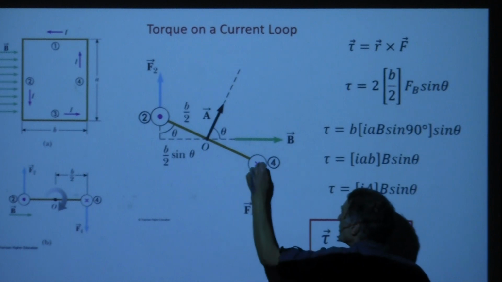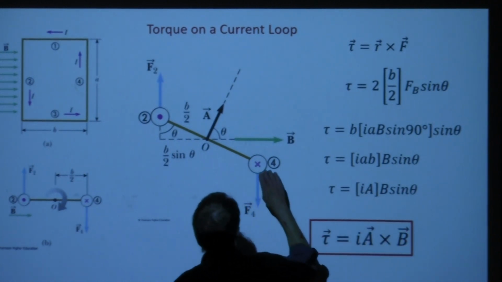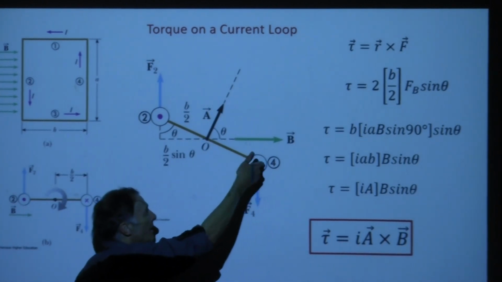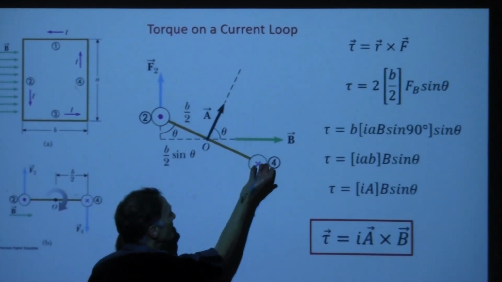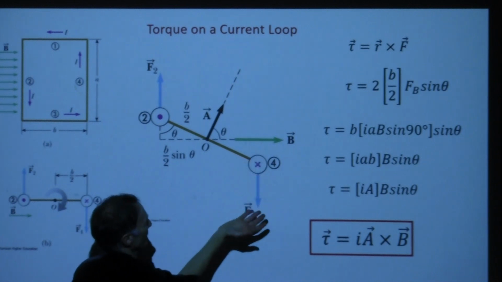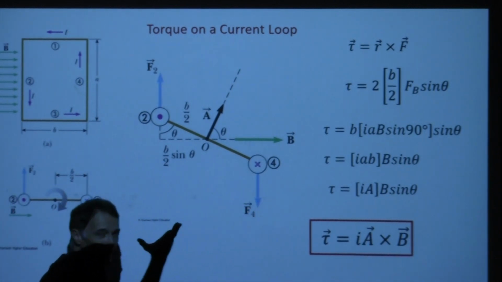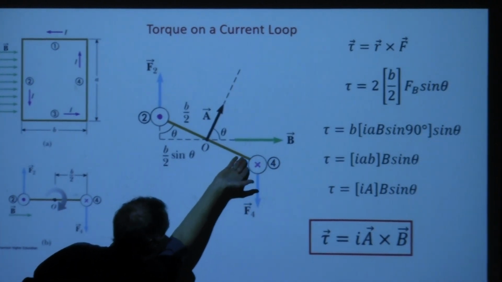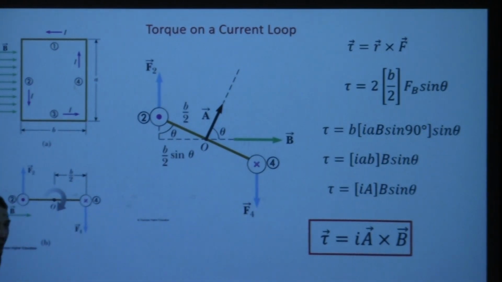If we have another wire going in, V crossed into B. V is that way. I need to cross it into B. Got this wrong. V crossed into B. This is where you got to kind of get like this. This is where it gets to be difficult. V crossed into B is a force down.